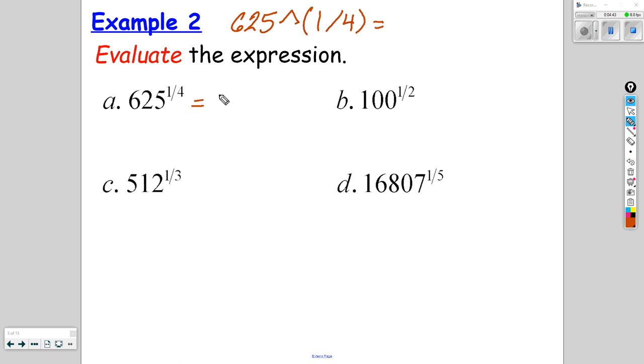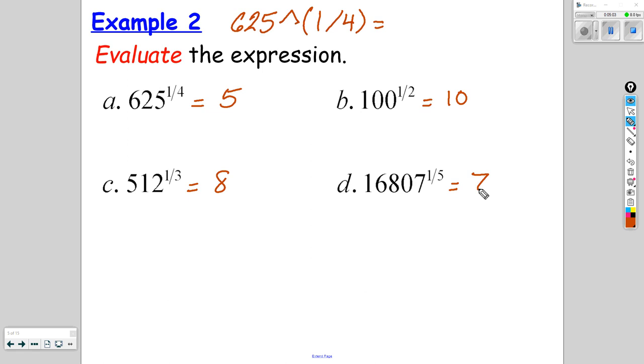So once again, just double check and make sure that you have the same thing as I'm writing down. 625 to the 1/4 power is 5. 100 to the 1/2 power is 10. 512 to the 1/3 power is 8. And then 16,807 to the 1/5 power is 7.